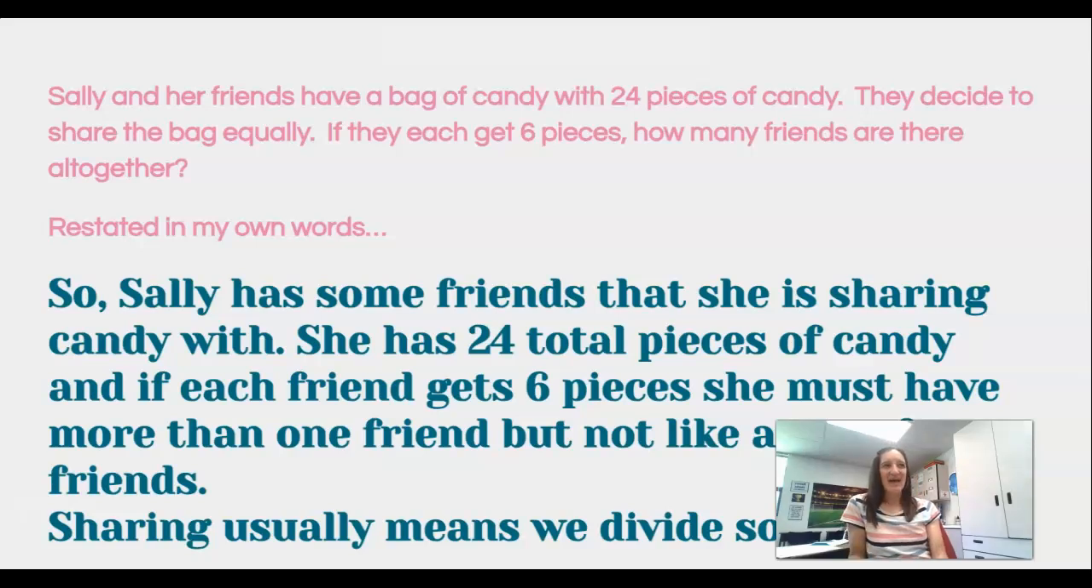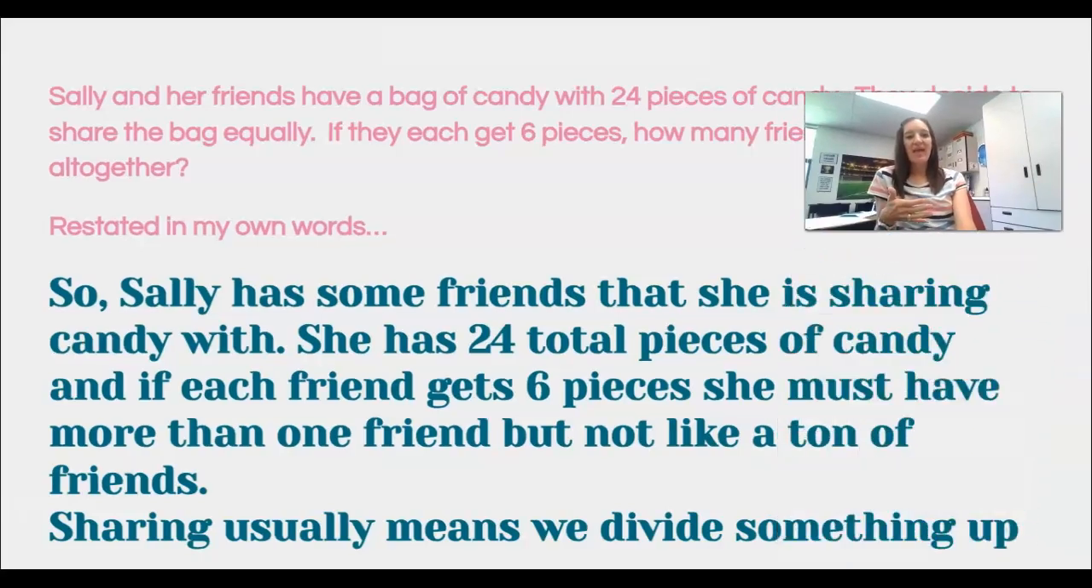So then I'm going to take a step back and I'm going to say something like this to myself. All right, so Sally has some friends and she's sharing candy with them. She has 24 total pieces of candy. And if each friend gets 6 pieces, she must have more than one friend, right? If you only had one friend, then that one friend would get all 24 pieces of candy, correct? So she must have more than one friend, but not a ton of friends, right? Because if she had 24 friends, then each friend would only get 1 piece. And it says right here that each friend gets 6 pieces, okay?